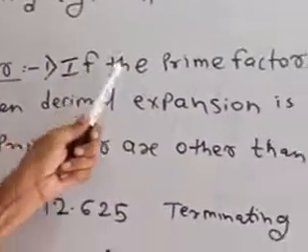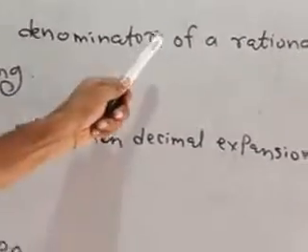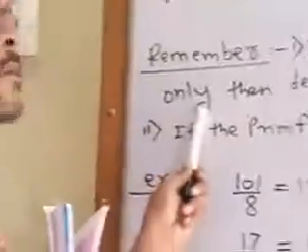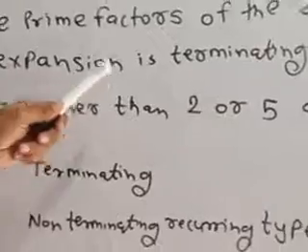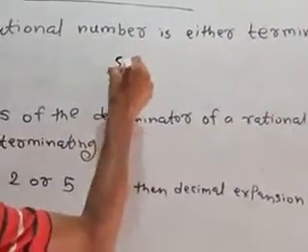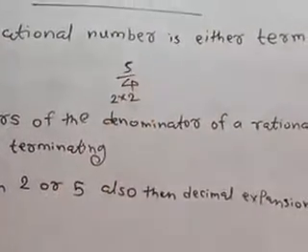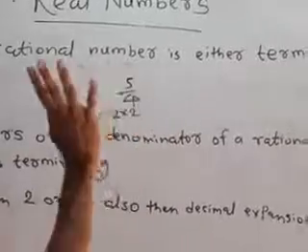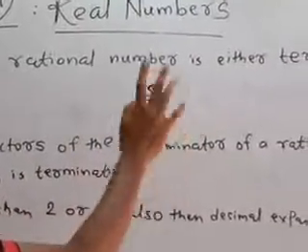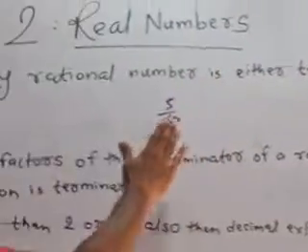First, if the prime factors of the denominator of a rational number are 2 or 5 only, then the decimal expansion is terminating. For example, 5 divided by 4. The prime factors of 4 are 2 into 2, so all are 2. So when we divide 5 by 4, we get a complete division, and the decimal form is terminating.